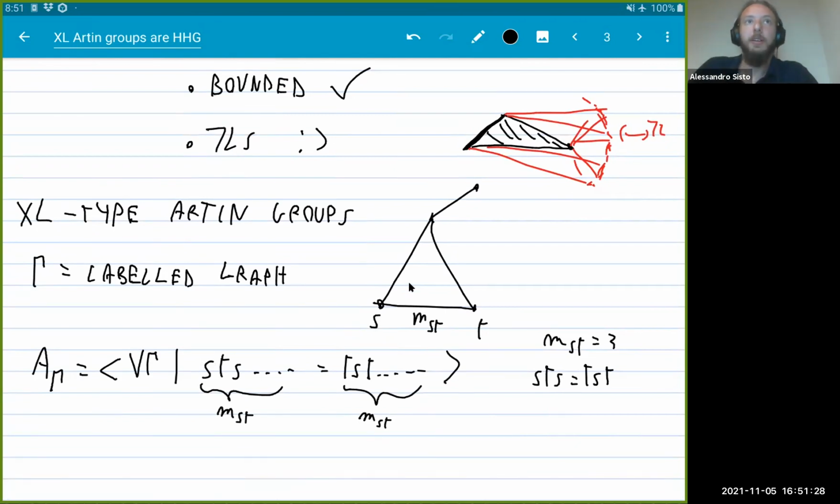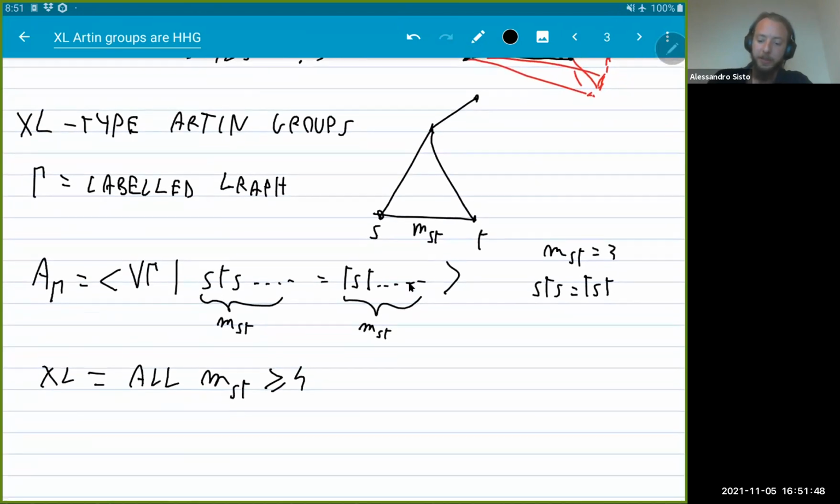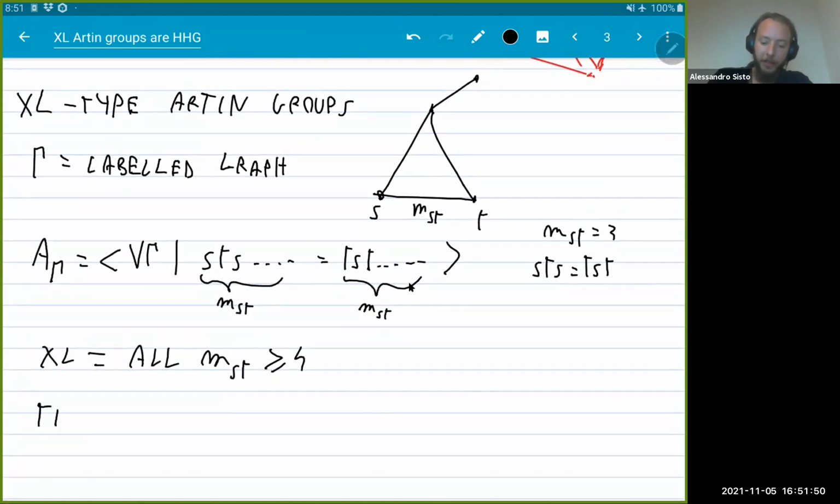And okay, the theorem with Mark Hagen, Alexander Martin, myself is that, oh yeah, I forgot to say, before the theorem, the XL means that all M_ST are at least 4. We can do something a bit more general, but let's not bother with that. And then the theorem is that XL Artin groups are HHGs.